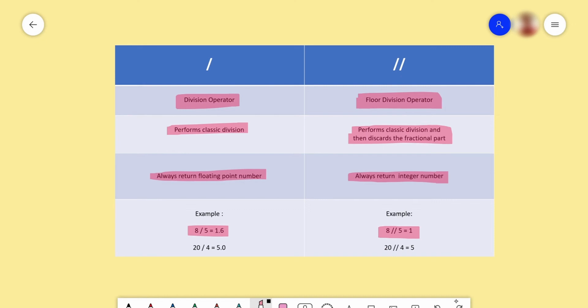If we take another example, when 20 is divided by 4 using a single slash operator, the output comes to be 5.0, not 5, because a single slash or a division operator always returns a floating point number, whereas when 20 is divided by 4 using a double slash operator or a floor division operator, then the answer comes out to be 5. Now let's see further examples through an IDE.